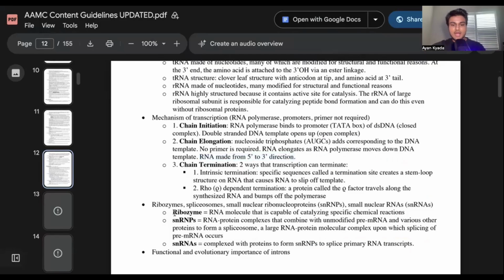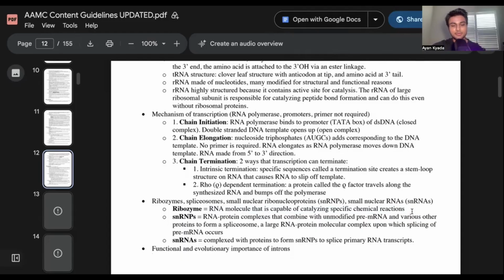Now we're going to talk about ribozymes. And I remember while studying, I actually kind of found this cool. I don't know if that makes me seem nerdy or not, but it's an RNA molecule that is capable of catalyzing specific chemical reactions. So we see here that RNA can actually have some catalytic activity. It's not only a genetic information molecule like DNA is, it actually has active catalysis that it's capable of inducing.